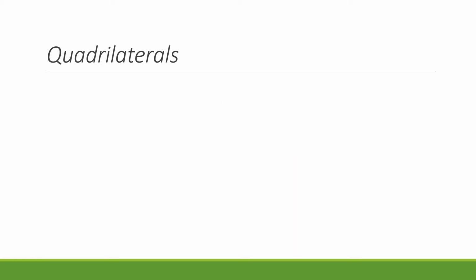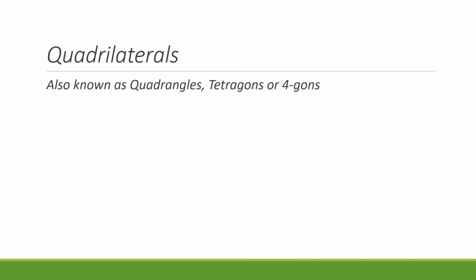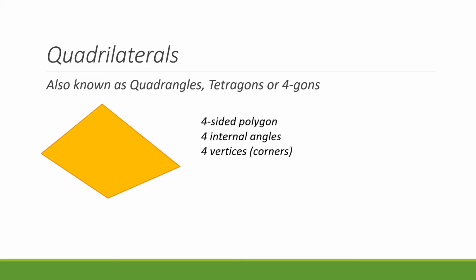Today we're going to talk about quadrilaterals. They're sometimes called quadrangles or even tetragons, to be consistent with names like pentagon or hexagon. If you're lazy like me, "tetragons." So it's a four-sided polygon with four internal angles and four vertices or corners.